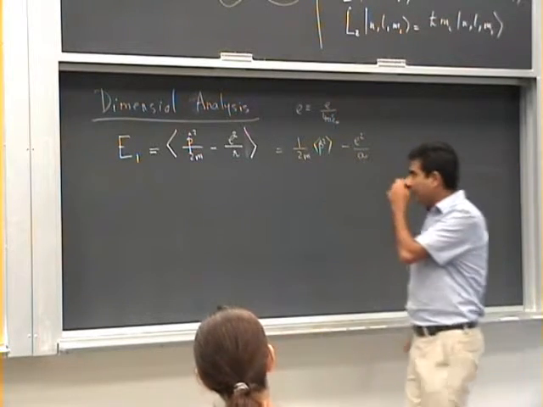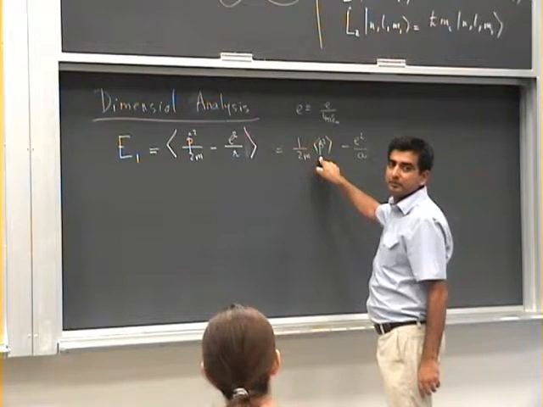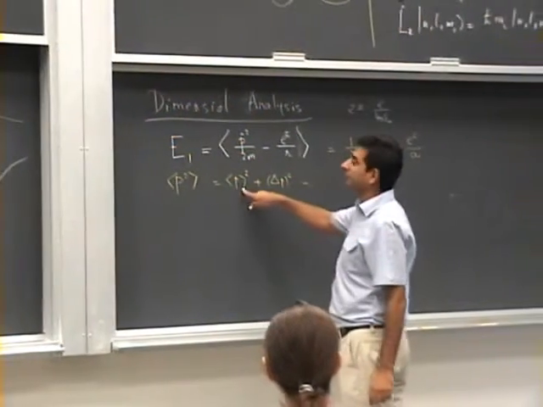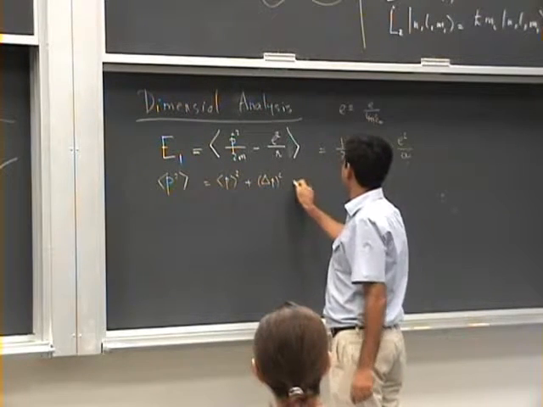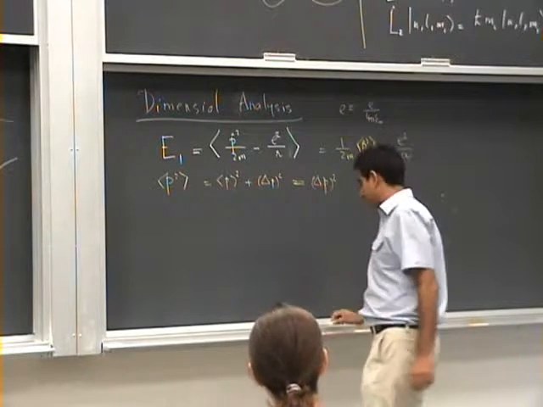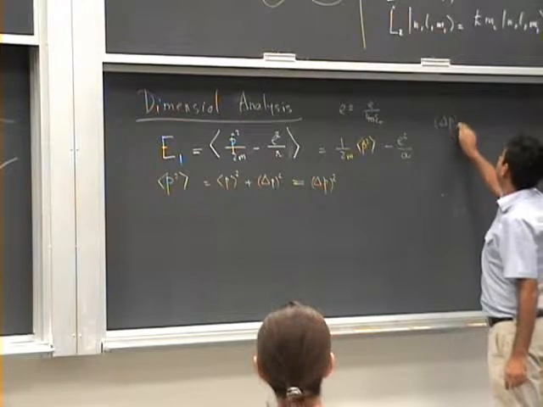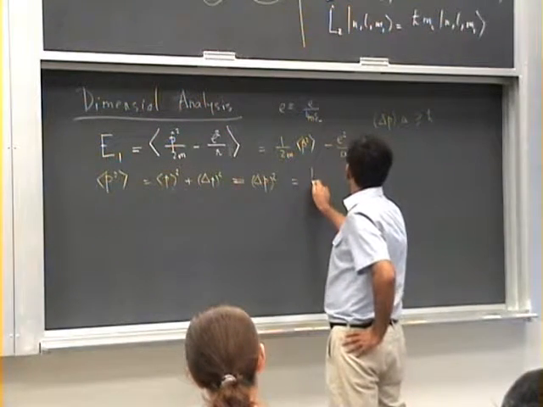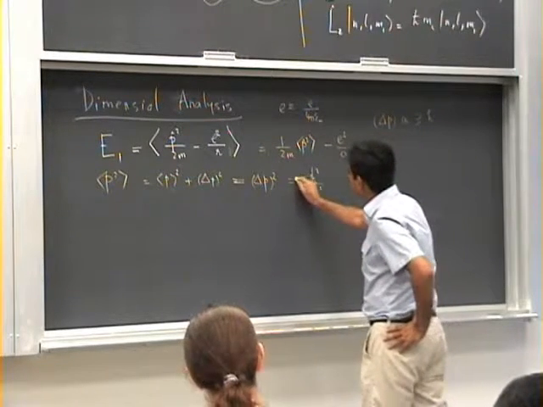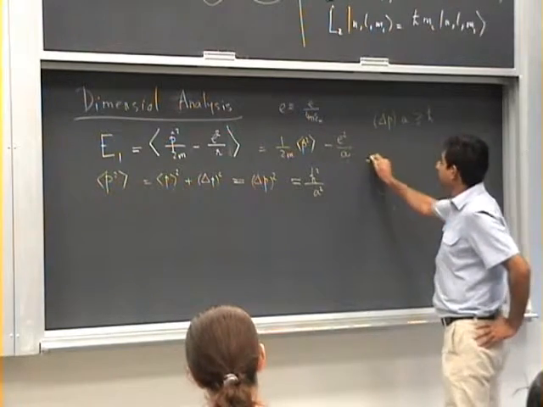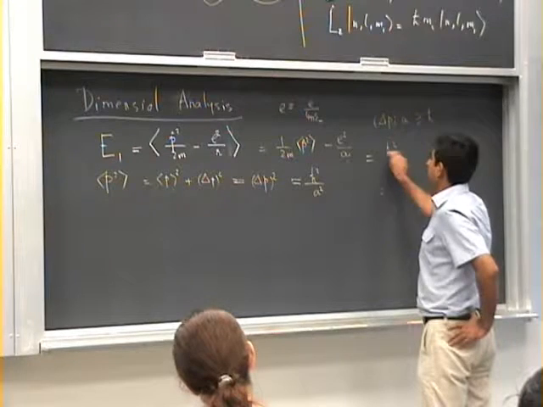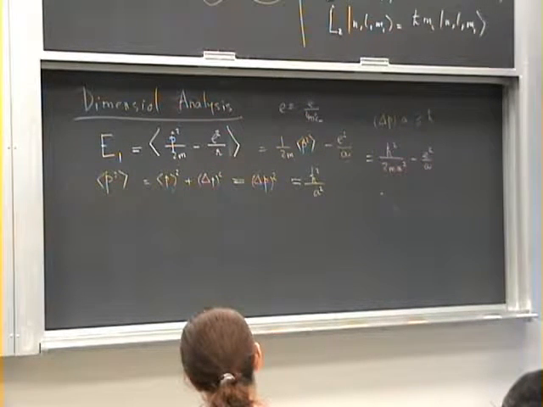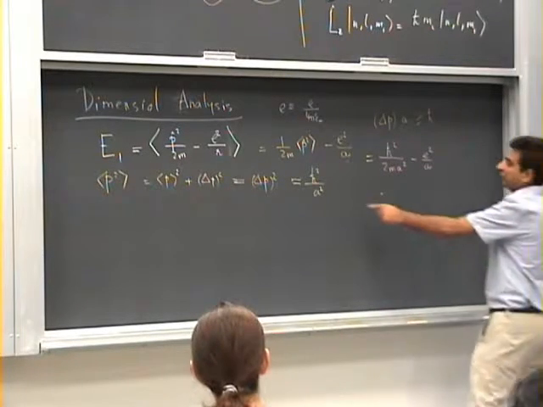Now I have to find the expectation value of P squared. The expectation value of the momentum operator is 0 in the ground state, so this turns out to be delta P squared. Now from the uncertainty principle, I know that delta P times the typical length scale a is of the order of h bar. So this becomes h bar squared over a squared. All of this is approximate, remember. Which means that this energy E1 is h bar squared over 2m a squared minus e squared over a. I just put in the value of P squared.